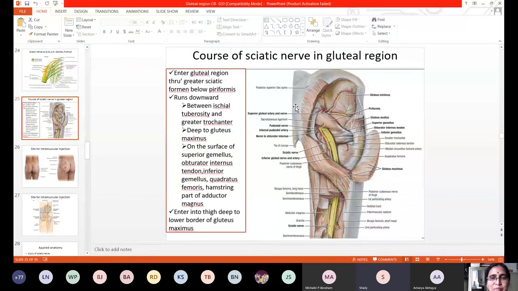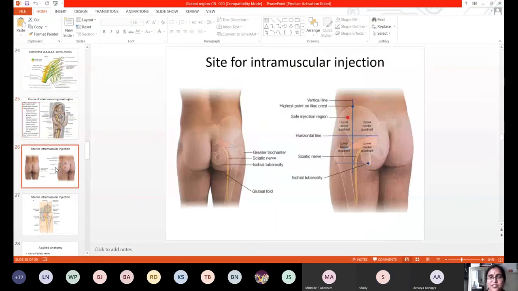Okay. So it won't damage the main important nerve of our body. What is this? Which nerve is this? Sciatic nerve. So, which is the safest site for the intramuscular injection?